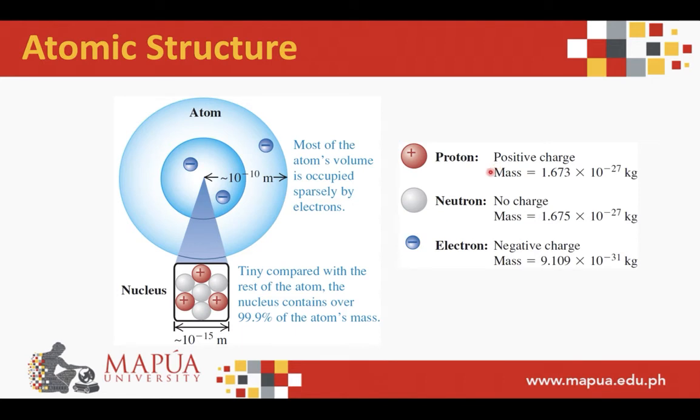So for a proton, which has a positive charge, the mass is 1.673 times 10 to the negative 27 kilograms. For a neutron, which has no charge or is neutral, the mass is 1.675 times 10 to the negative 27 kilograms. And an electron, which is negatively charged, has a mass of 9.109 times 10 to the negative 31 kilograms.